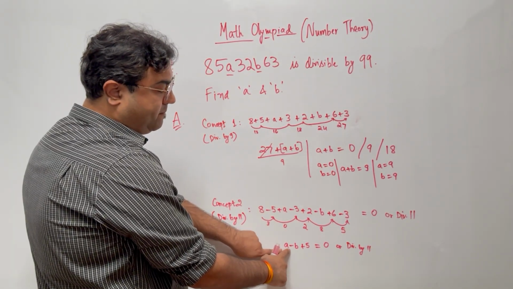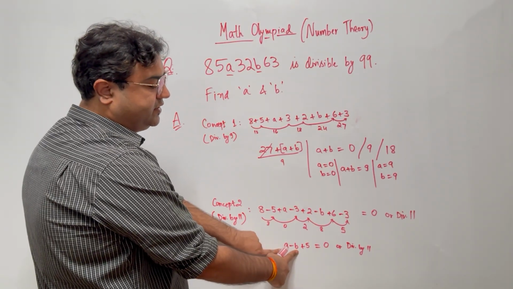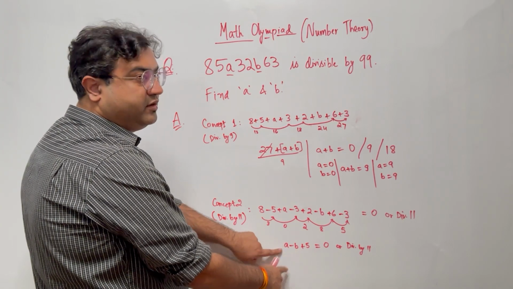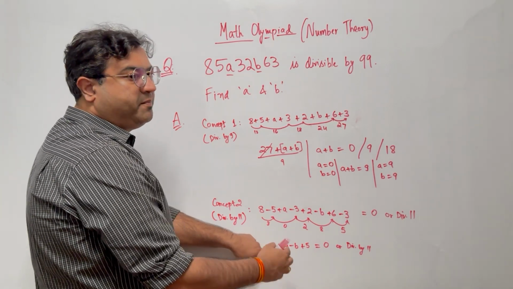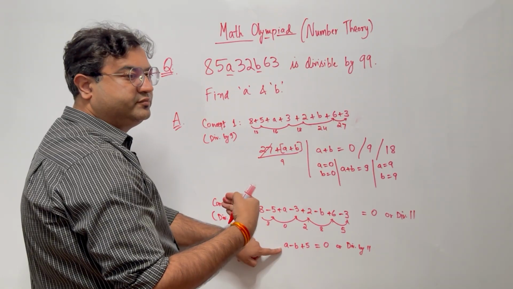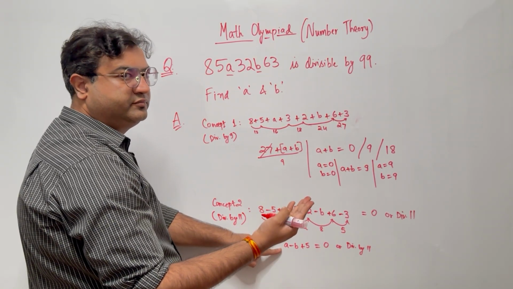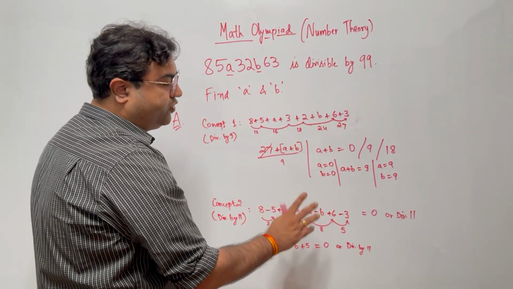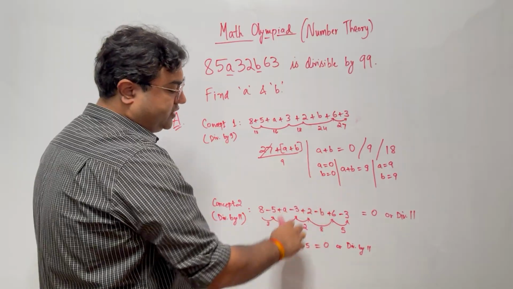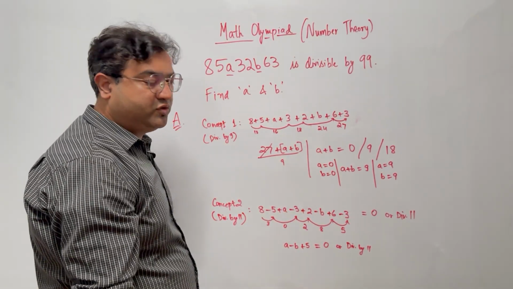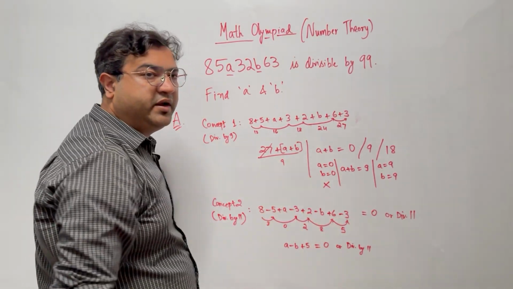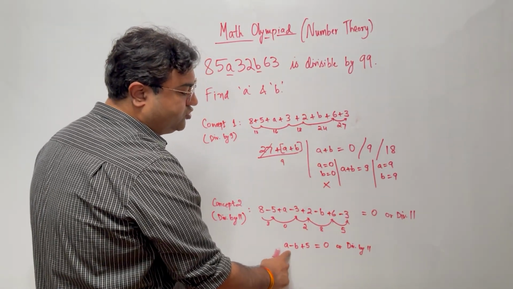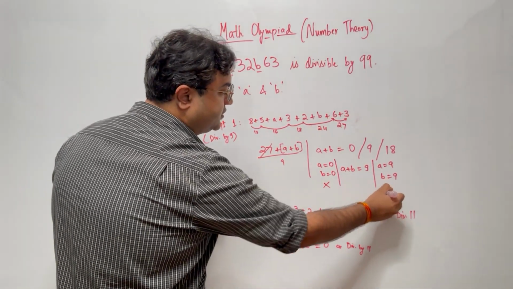If A is a single digit number, B is a single digit number, then A minus B can vary from minus 9 to plus 9. Let's see from here what we can do or what we cannot do. If A and B both are 0, then 5 cannot be equal to 0. So this we can eliminate. If both A and B are 9, then also this becomes 0, and 5 cannot be 0. So this we can eliminate.